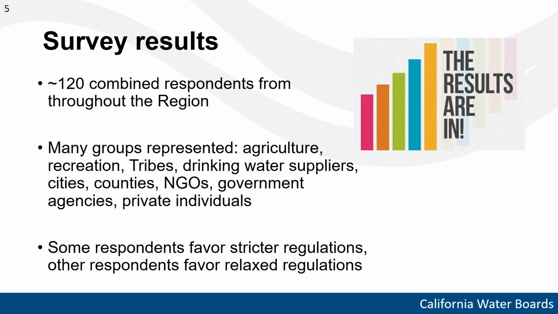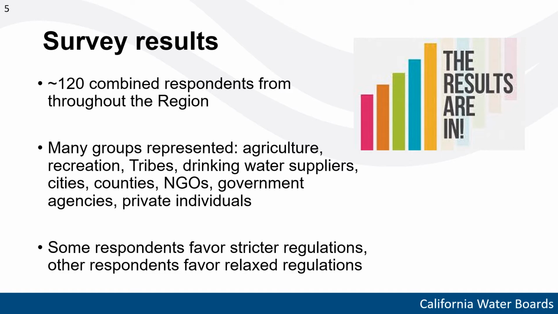What the surveys highlighted to Water Board staff is that there is a lot of interest in the region about this project. There were approximately 120 responses from throughout the region over both surveys. These responses were evenly spread between the north, central, and southern portions of the region, and many different groups were represented in the answers: folks with interests in agriculture and grazing, drinking water providers, representatives from a variety of government agencies, private individuals, those interested in recreation and environmental protection.